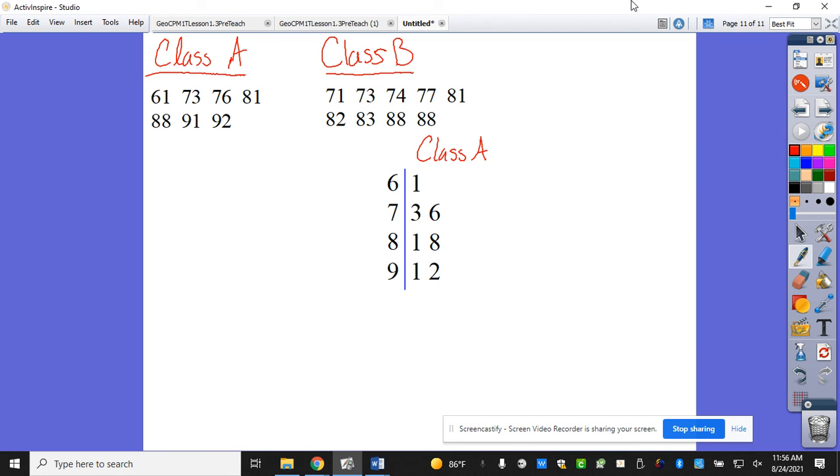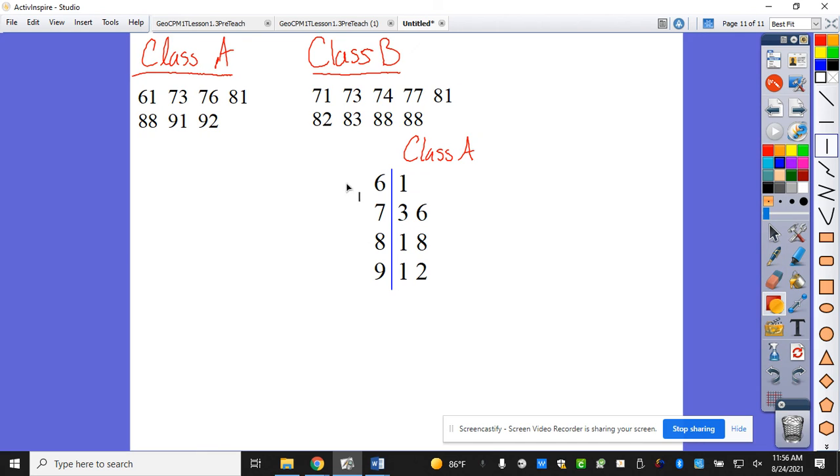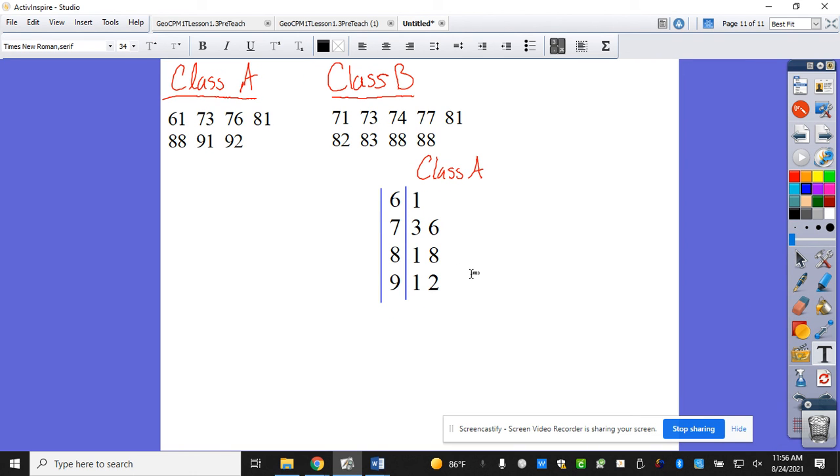I want to directly compare class B to it. How do you think I can do that? I can put them side by side. I can put them even closer than side by side. Put a line on the other side of the stem numbers, and then go out there. But it gets not tricky, but you have to think about what you're doing here.